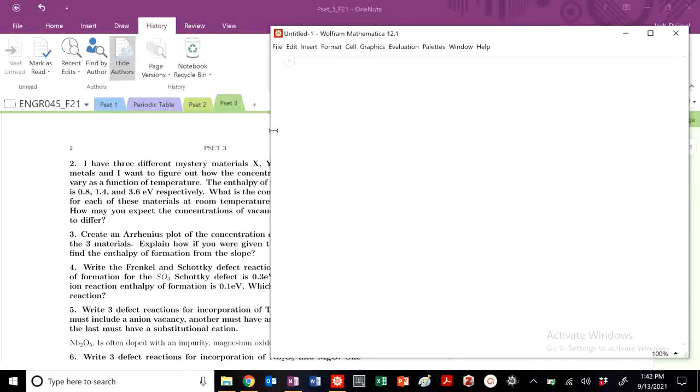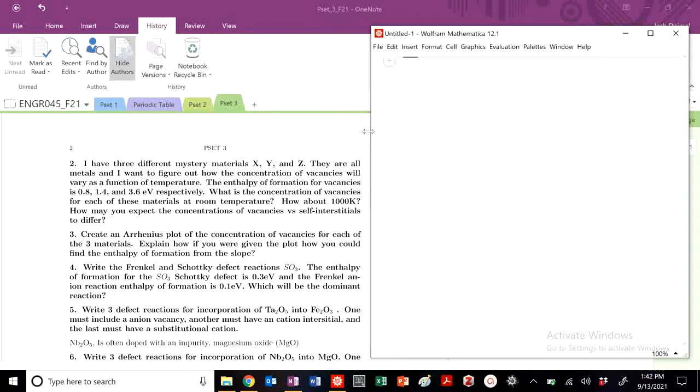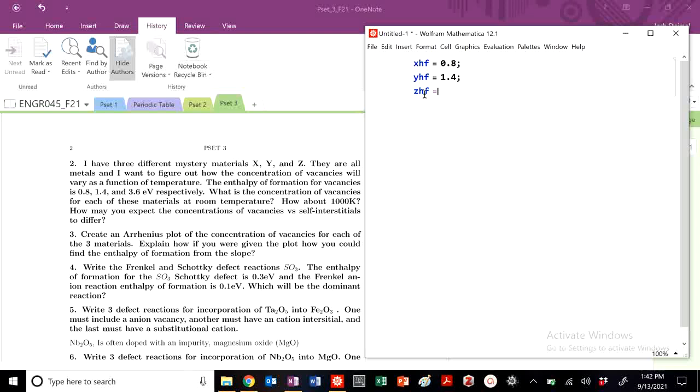In Mathematica I'm going to have 3 different materials. For X, the enthalpy of formation HF is 0.8 electron volts. For Y, HF is equal to 1.4. And finally, for Z, HF is equal to 3.6. For K, because this is in eV, I want to use 8.67 times 10 to the minus 5. Let me check quickly that this is indeed Boltzmann's constant in eV per K.